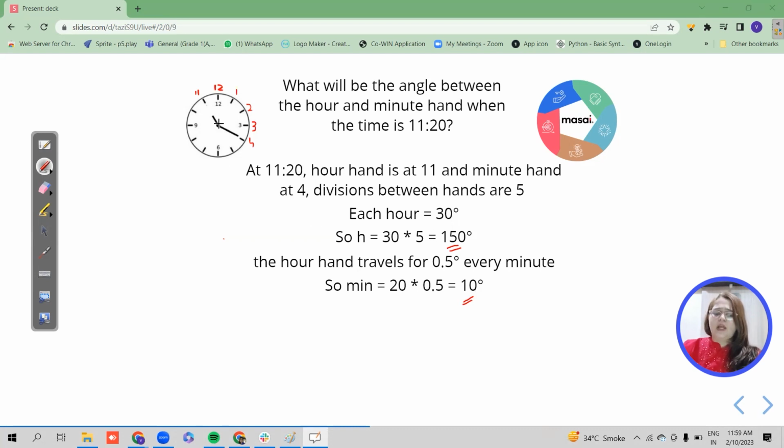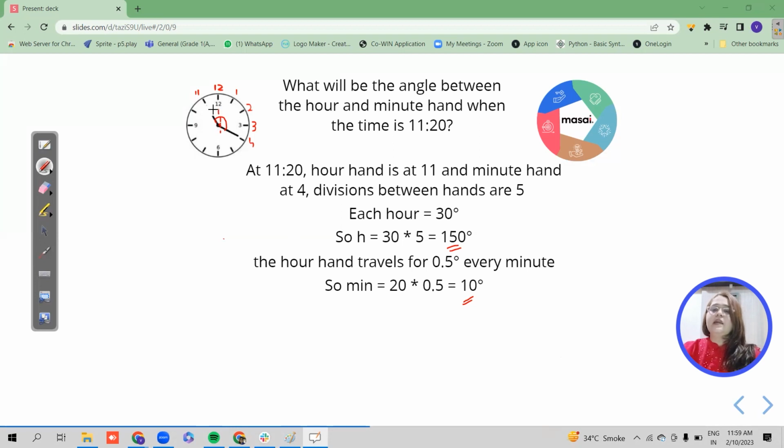Now when we say 150, this 150 is the entire section from 11 to 4. But we all know that when it is exactly 11 o'clock, the minute hand is at 12. During the journey of the minute hand, from 12 to 1, 1 to 2, 2 to 3 and 3 to 4, it is moving there. At the same time, the hour hand is also moving. The hour hand has moved only 10 degrees, correct?